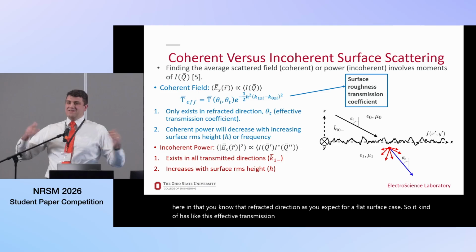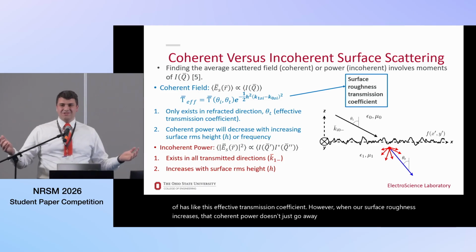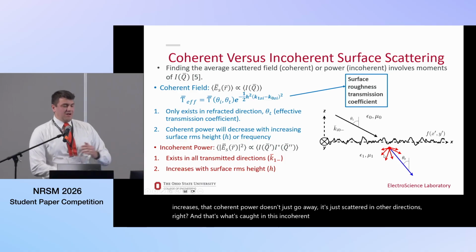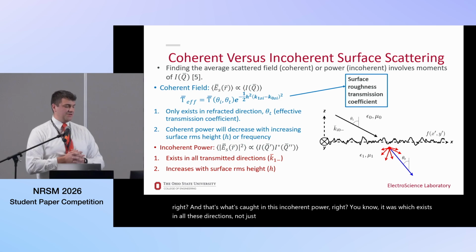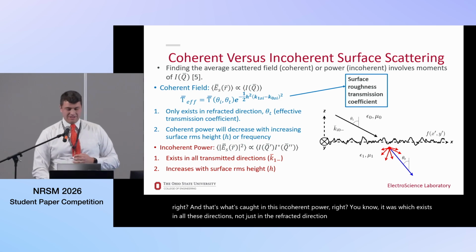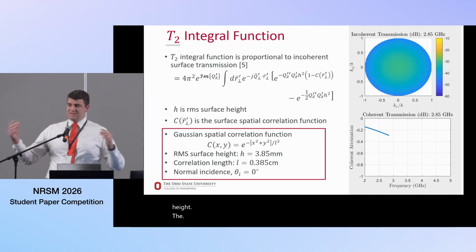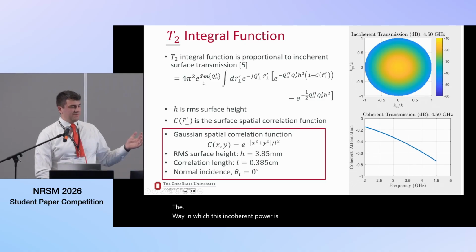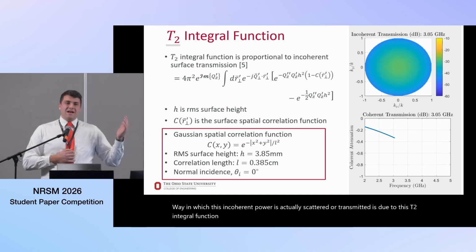However, when our surface roughness increases, that coherent power doesn't just go away, it's just scattered in other directions, right? And that's what's captured in this incoherent power, which exists in all these directions, not just in the refracted direction, and will increase with RMS surface height. The way in which this incoherent power is actually scattered or transmitted is due to this T2 integral function, which can be solved numerically.